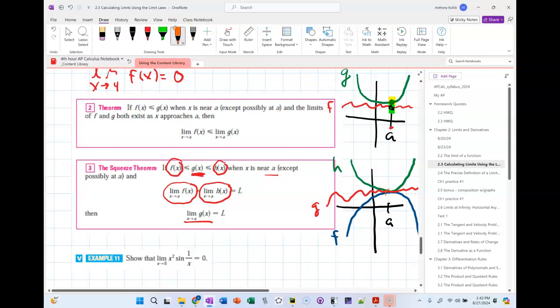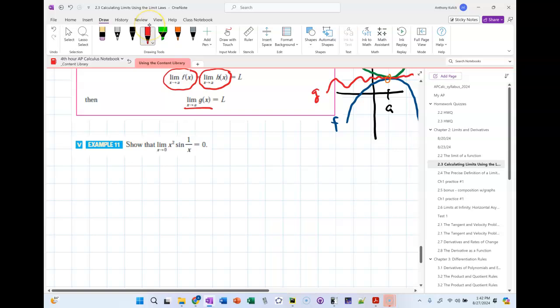If I look at the limit as x approaches a for all of these, they all have to be the same thing, right? Does that make sense? If I have some upper bound and some lower bound and they meet, where they have the same limit at that specific value, then g also has to have that same limit because it's stuck in between them. It's like they're squeezing down on g. That's why it's called the squeeze theorem.